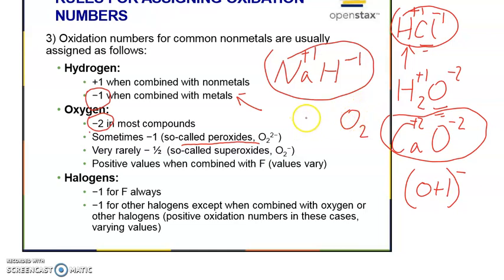Okay, so the most popular one will be H2O2. So this O2 together is going to carry a minus 2 charge. Usually just a single oxygen will carry a minus 2 charge. But now, 2 of the oxygen together will carry a minus 2 charge. That means the oxidation state for each atom over here will be minus 1.